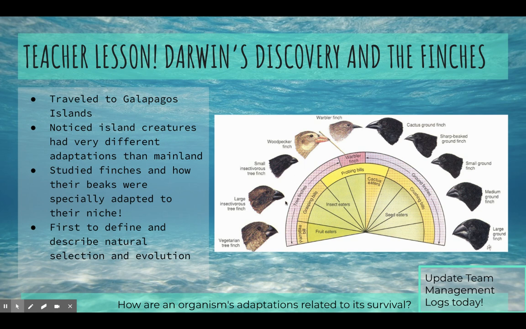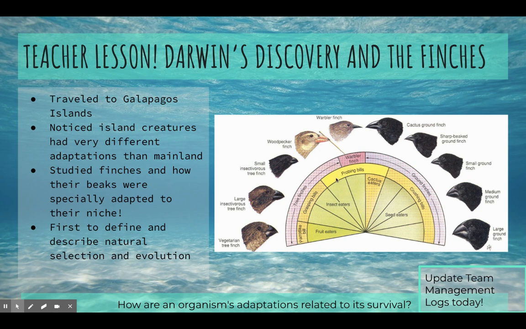There are a couple that have similar beaks for grasping insects. But then notice the woodpecker finch has a much different shaped bill. It eats insects, but what do woodpeckers do? They tend to try to reach into tiny little holes and crevices in the trees.